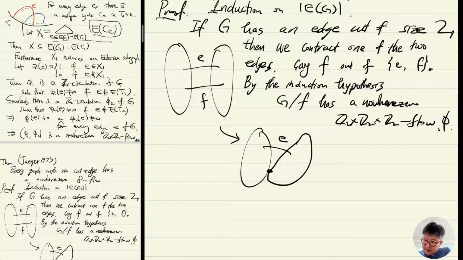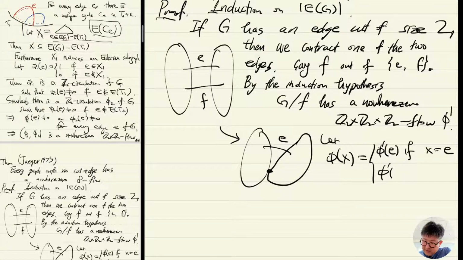Now, let's say this is phi prime, and let phi of x be phi prime of x if x is not equal to E, and phi prime of E if x is equal to E. So I'm extending everything by the same logic, except I will copy the value for this to here. So if you send something over here, I'm going to send the same amount over here.